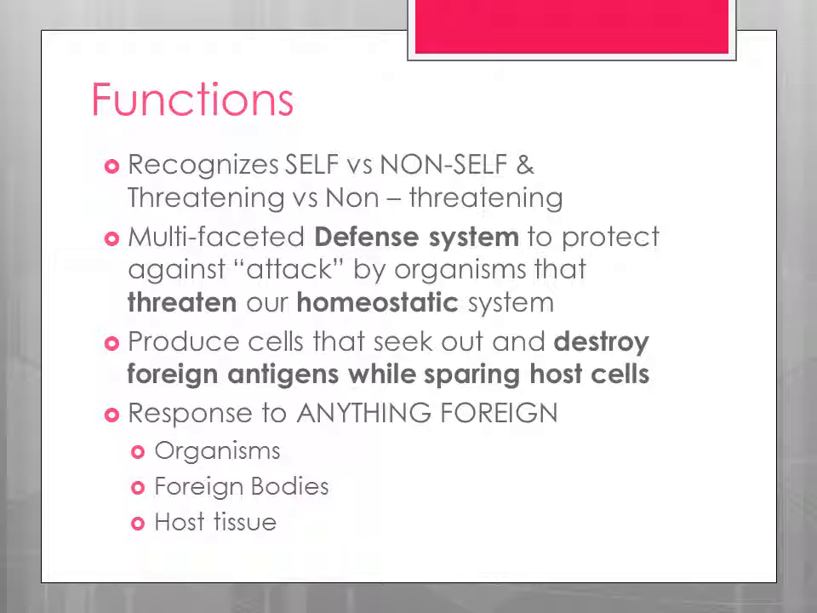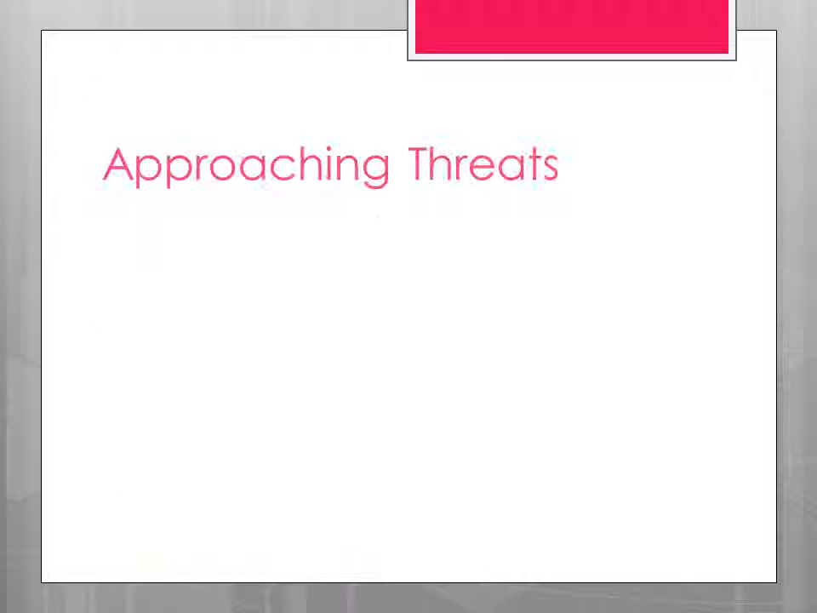And of course, it's responding once again to anything foreign, and foreign things aren't just viruses and bacteria. Yeah, they're organisms, foreign bodies, allergens, dust, pollen, things that are not really bad for us, but the immune system recognizes as bad because it's foreign, and also host tissue, cancerous tissue, cells that have become malignant. So anything of that sort.